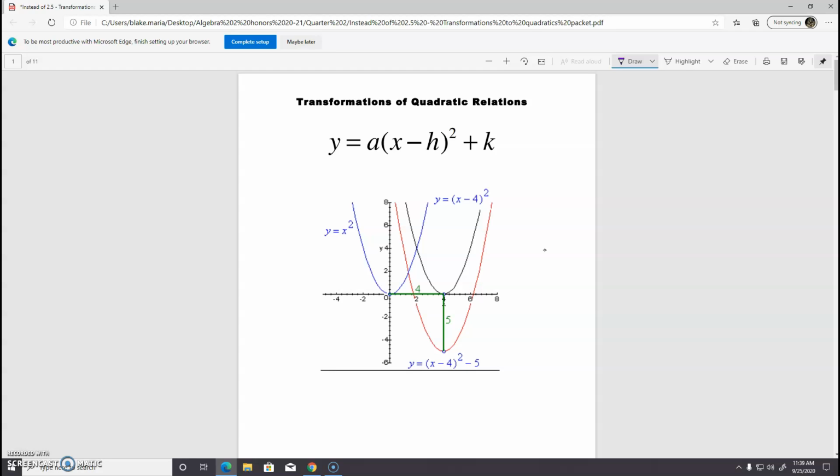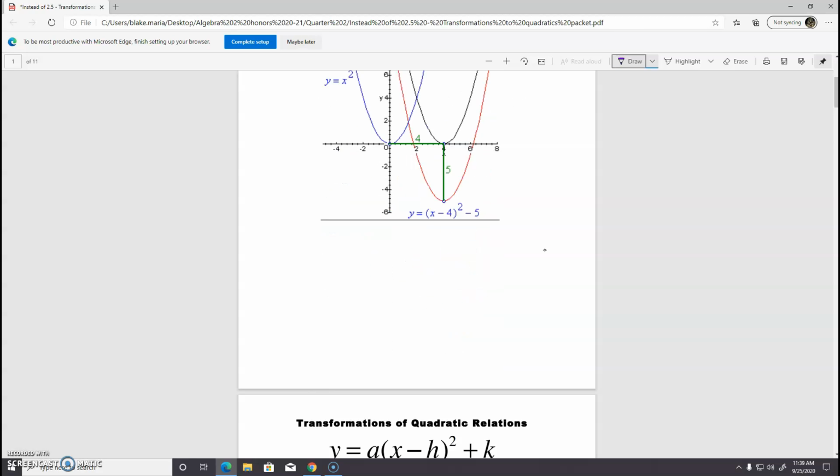Basically, y equals x squared is going to be our parent function, and we're going to be doing some transformations to that. So we're going to be moving it left, right, up, down. We're going to be reflecting it. And we're going to be stretching and compressing it. So that's what these notes are all about.